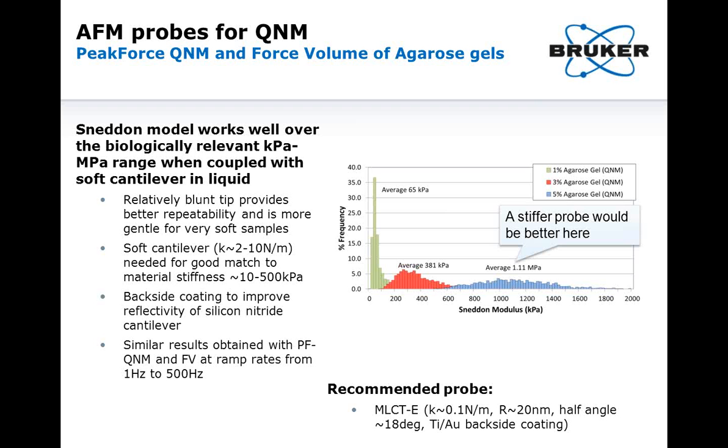The spring constant of the MLCTE probe, nominally 2 to 10 newtons per meter, matches the 1% agarose gel well at around 65 kilopascals, but matches poorly at the 5% concentration at around 1.1 megapascals. This can be seen in the good repeatability of the 1% measurement data set and the poor repeatability in the 5% data set.